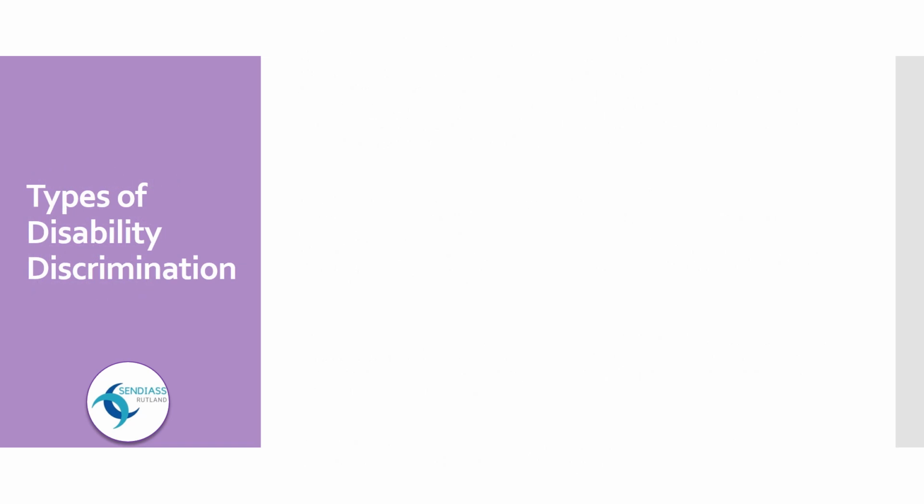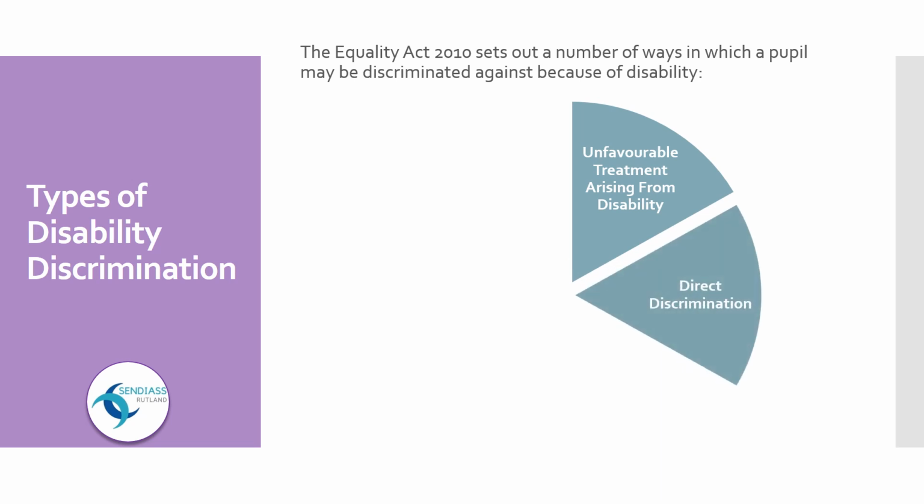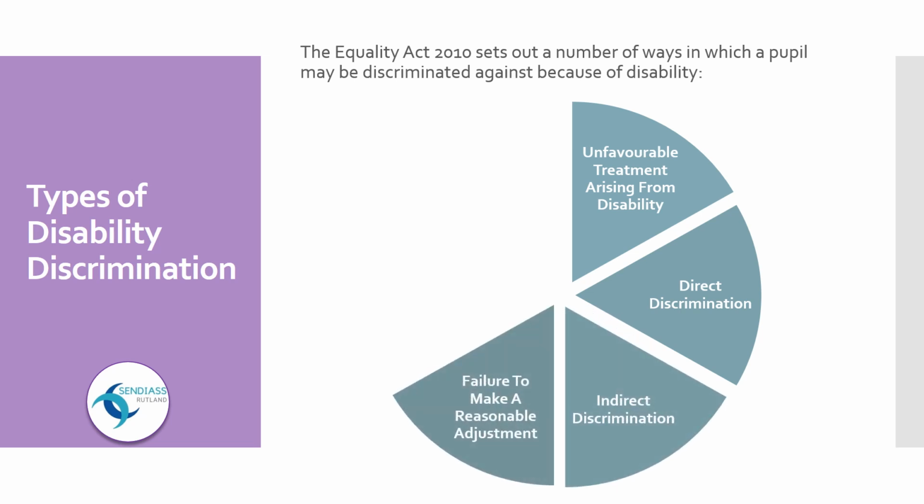Types of disability discrimination. The Equality Act 2010 sets out a number of ways in which a pupil may be discriminated against because of disability. Unfavourable treatment arising from disability, direct discrimination, indirect discrimination, failure to make a reasonable adjustment, harassment, and victimisation.